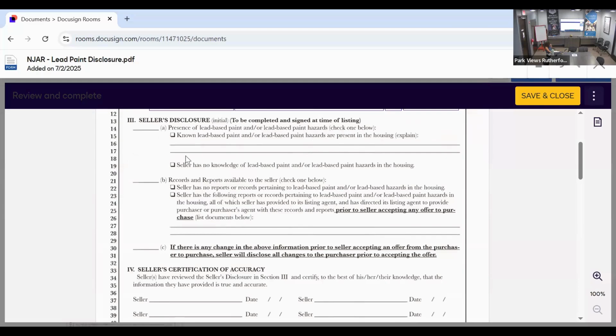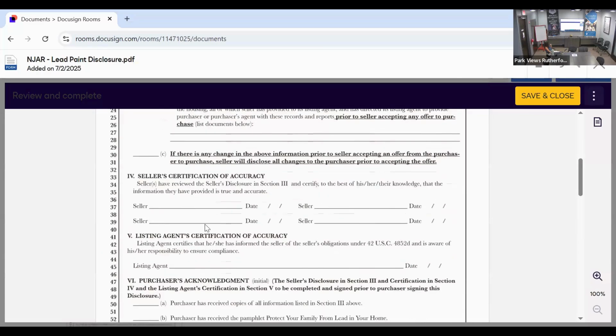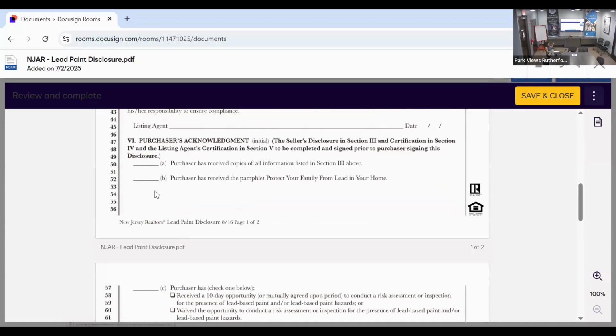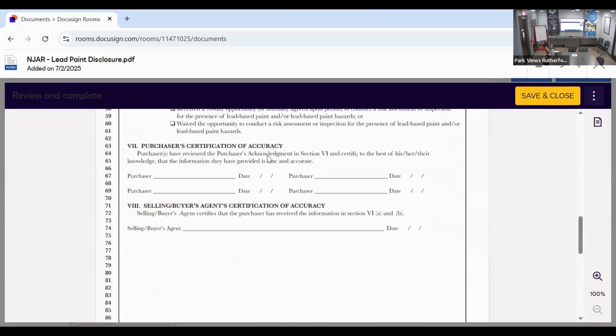Everything is initials, check marks. I see X's, I see them blank. X's are not initials. It literally states purchaser's acknowledgement, initial, those are the words right there, and then I see X's. That's not an initial. Again, I'm not blaming any of you guys, just be aware of these things.